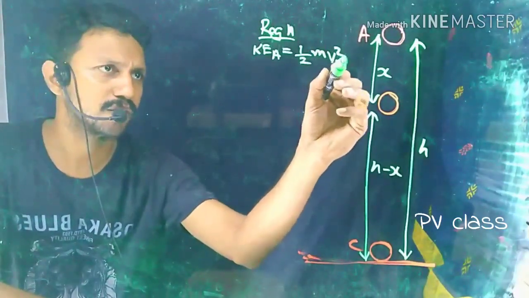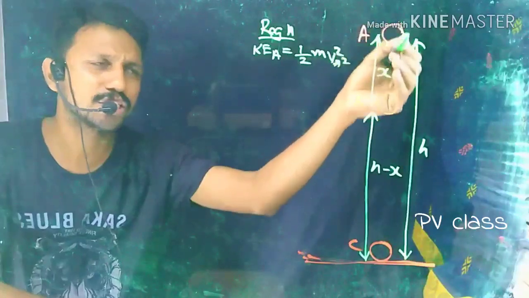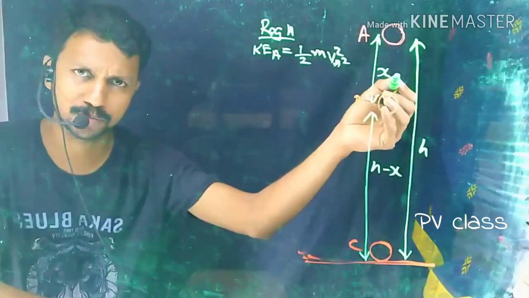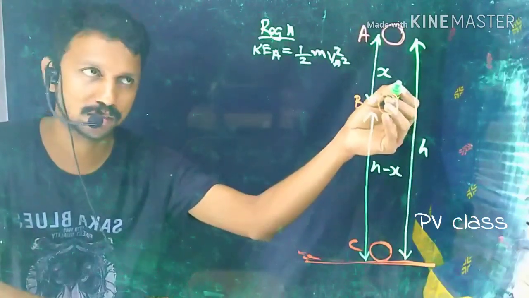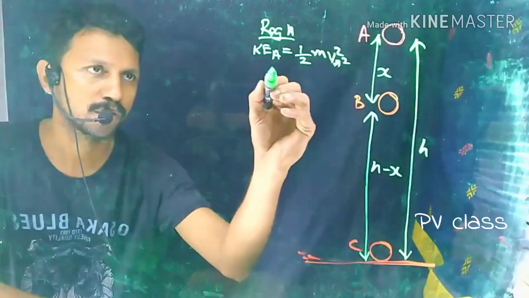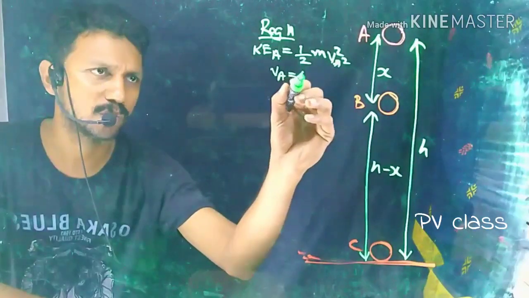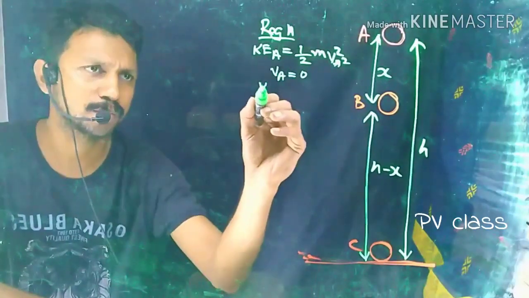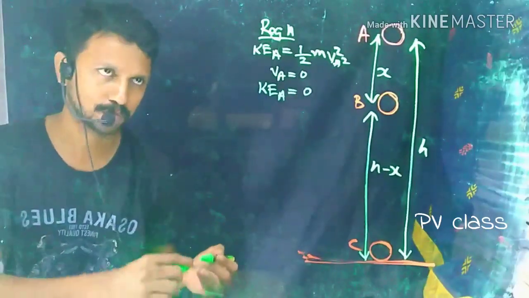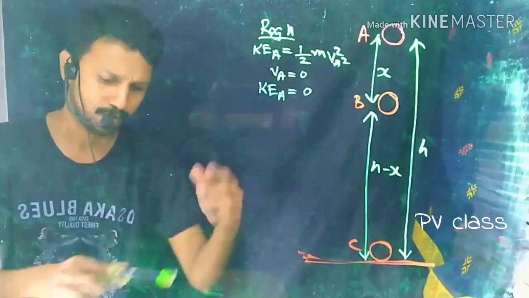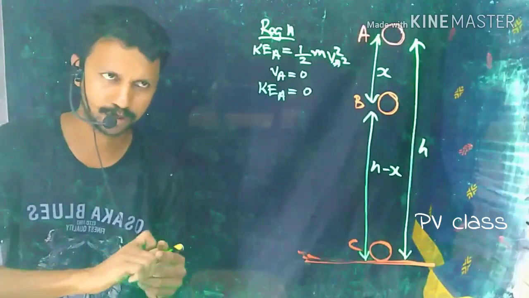Then what's v? In this case, I could write kinetic energy at region A is equal to half m Va square. This is a freely falling substance. What is the initial velocity of a freely falling substance? We have studied that the initial velocity of a freely falling substance is 0. Therefore, I could write Va is equal to 0. Therefore, the kinetic energy at region A, in this case, should be 0.